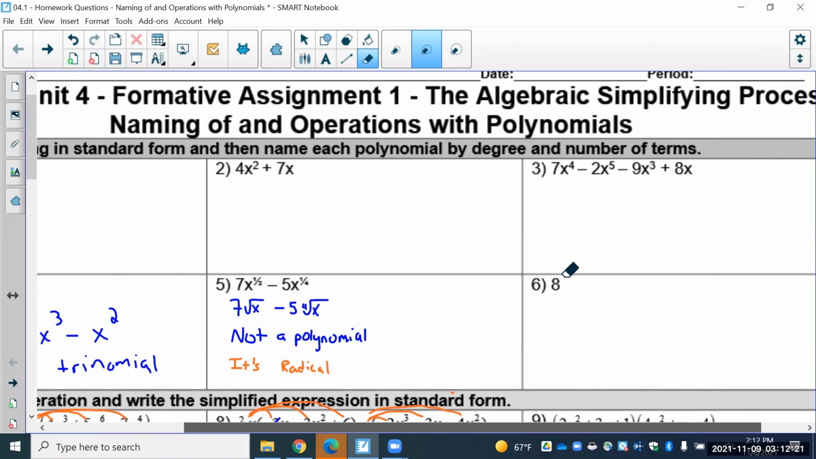Over here, we have this fun one. What do you do when there's no variable? That's called constant. One term is monomial, so constant monomial.